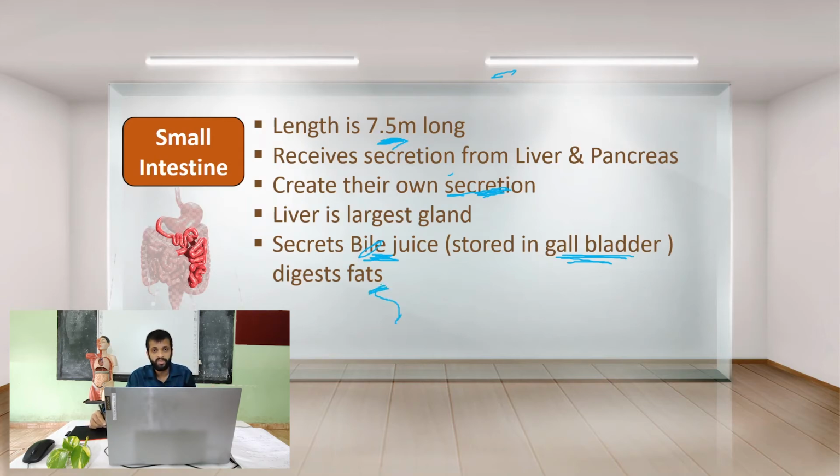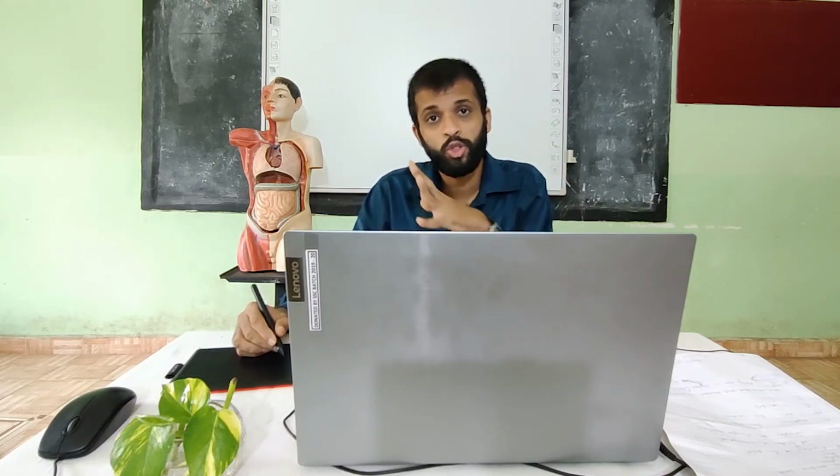It digests fats. Whatever you eat, maybe you had some samosa, that oiliness, the fat which entered your body, will be digested by a secretion called bile juice, which is stored in your gallbladder, and it helps in the digestion of fat. So I hope this is clear.